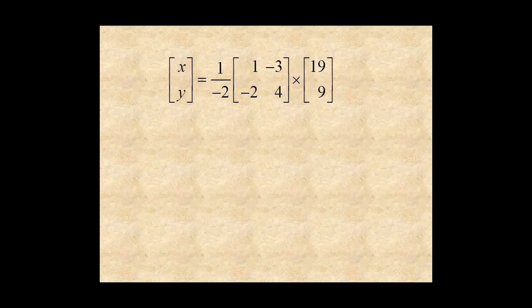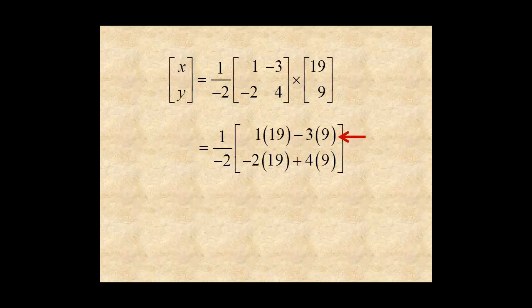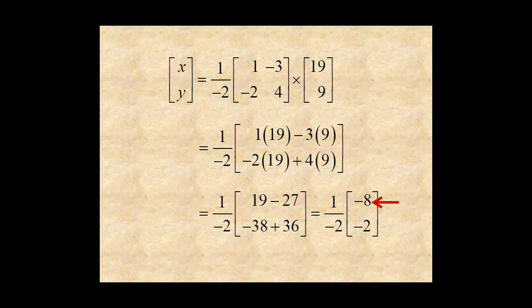Instead, begin by multiplying the two matrices for 1 times 19 minus 3 times 9 in the first row, and -2 times 19 plus 4 times 9 in the second row. These rows become 19 minus 27 and -38 plus 36. 19 minus 27 is -8, and -38 plus 36 is -2.